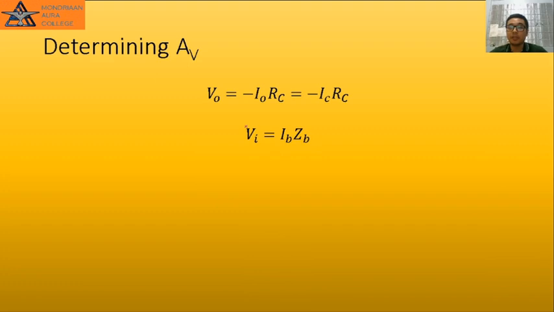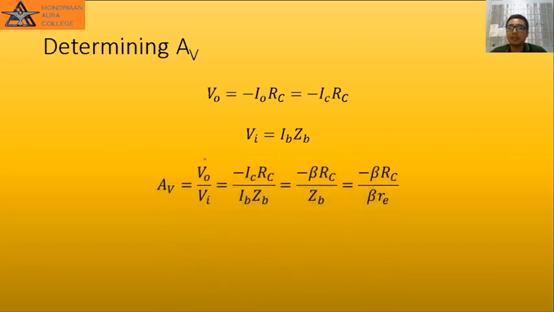And then the equation for the input voltage. Kanina naman na-derive natin ito, no? So, V sub I, or the input voltage, is equal to I sub B times the impedance at the base, Z sub B. And then, isa-substitute natin ito para sa ating voltage gain equation. Output voltage divided by the input voltage lang. So, i-replace natin yung output voltage with this equation. Kaya meron tayo ngayong ganito. And we will replace the input voltage equation ng ganito. Kaya meron tayong ganitong term sa denominator.